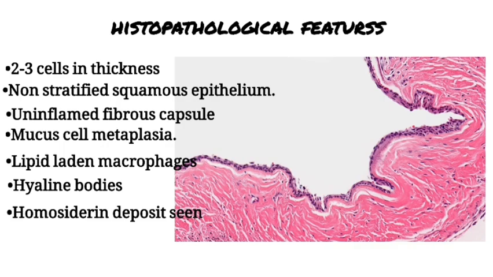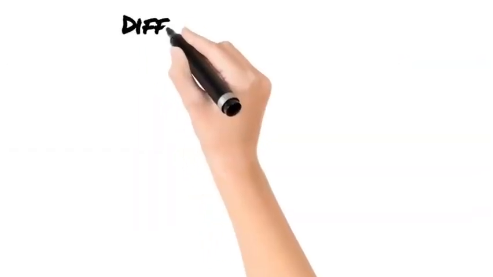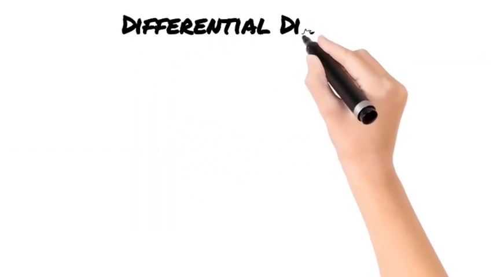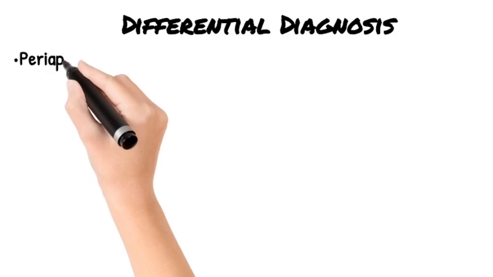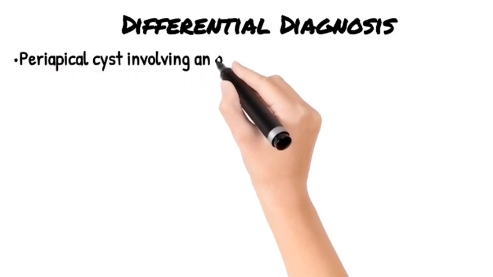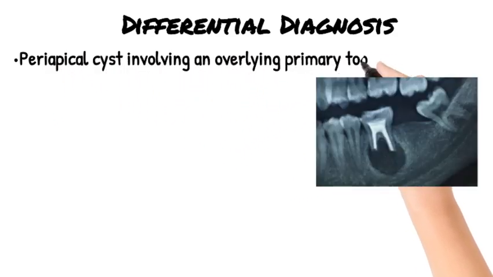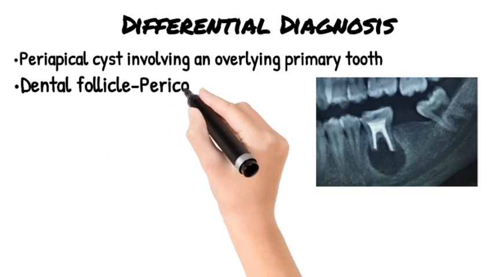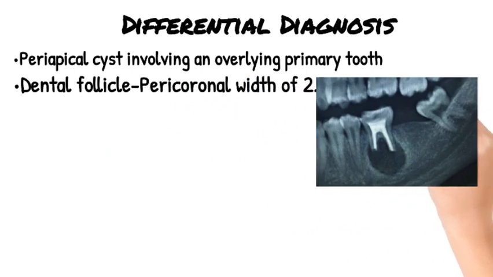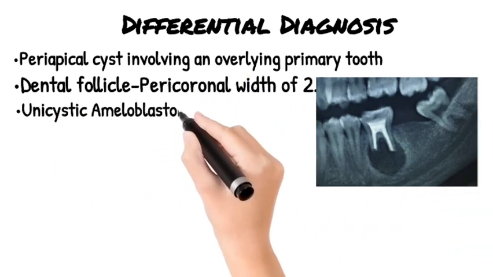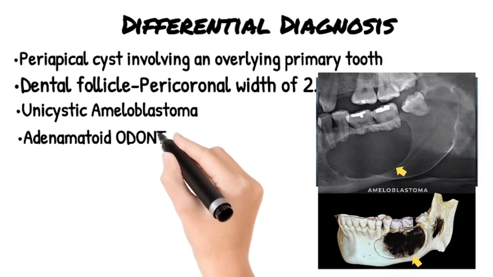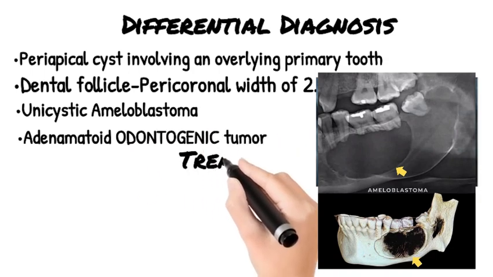Now what are hemosiderin deposits? These are iron storage pigment granules which are formed from the breakdown of hemoglobin from the excess of iron. Now discussing the differential diagnosis, what other conditions can mimic the dentigerous cyst. The first one is periapical cyst involving an overlying primary tooth. It also looks like a dentigerous cyst. Next one, unicystic ameloblastoma.